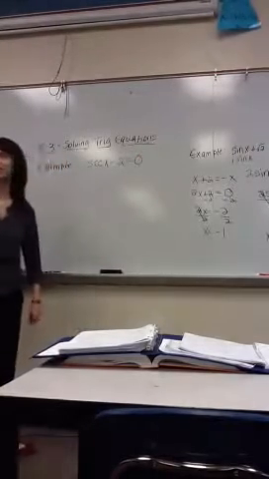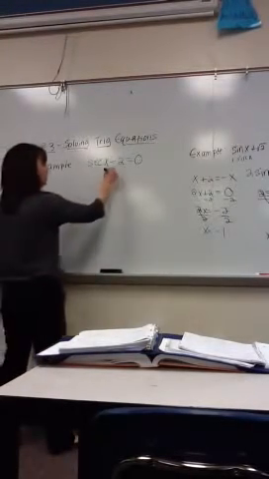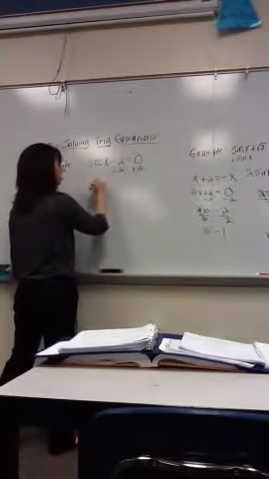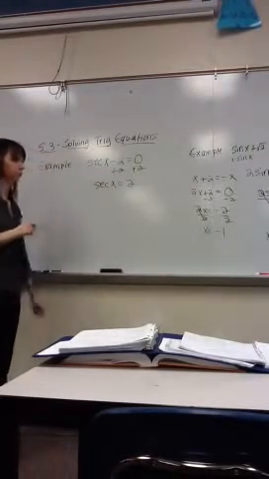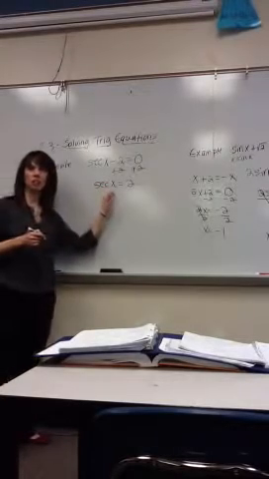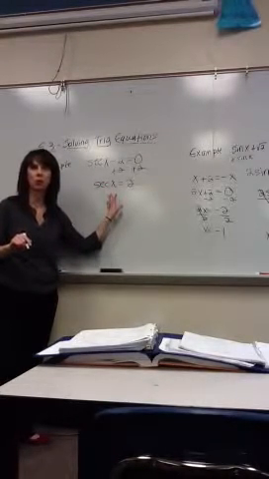Secant of x minus 2 equals 0. What do you do? You add 2. So we're going to add 2. The secant of x is equal to 2. Well, what does secant mean? It means 1 over the cosine. It's the reciprocal of cosine.